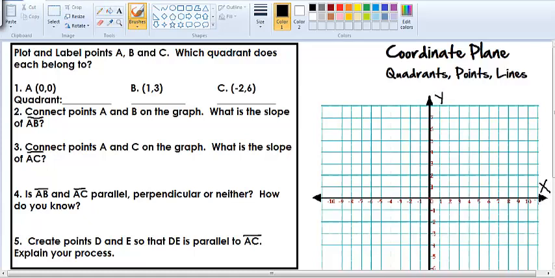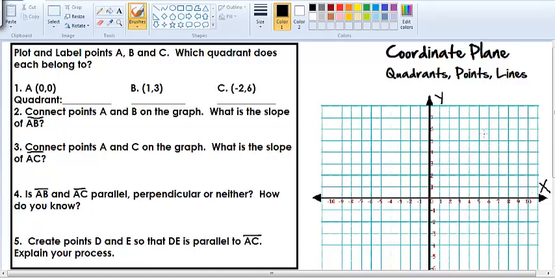To the right is the positive x values. To the left is negative x values. Going up from the origin is your y values, the positives, and going down from your origin is your negative y values. The axes divide the coordinate plane into 4 quadrants.